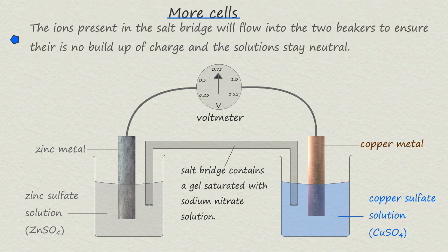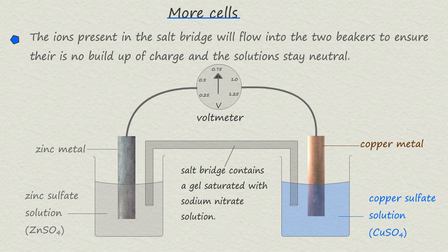This salt bridge completes the circuit and maintains a balance of charge in the two beakers by allowing the free movement of sodium ions and nitrate ions between the beakers as the cell reactions take place. These ions in the salt bridge are inert and will take no part in the cell reactions. The ions simply migrate into the beakers to ensure electrical neutrality is maintained as the cell reactions take place.